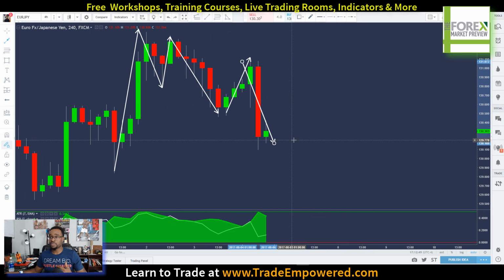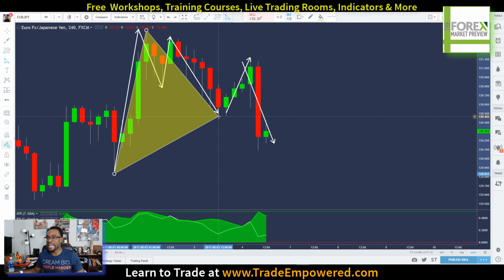This also sets us up for an advanced pattern formation. This is going to be called a potential bullish bat formation, where we have an X to A. We have an A to B right here in our first retracement. We have a B to C, and then this last extension down is going to be our C to D.